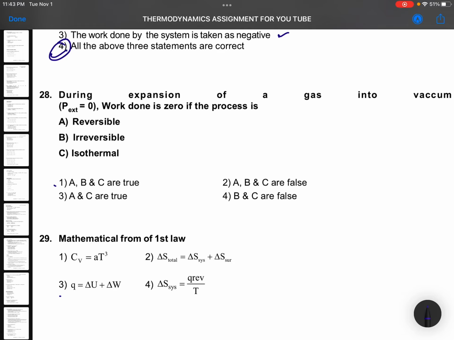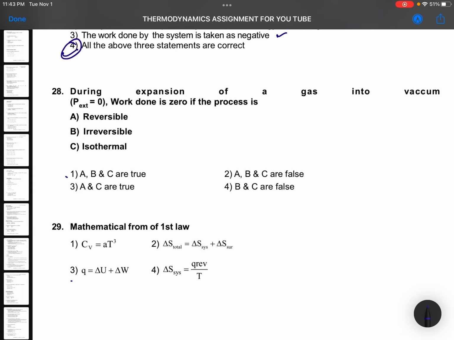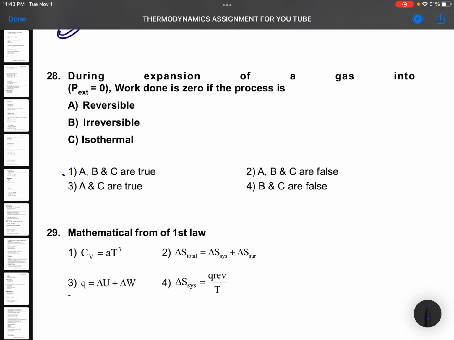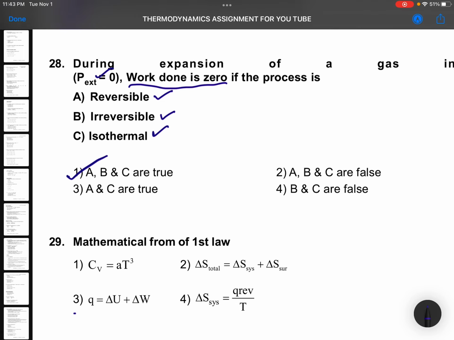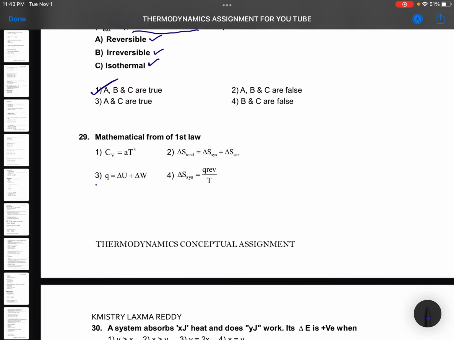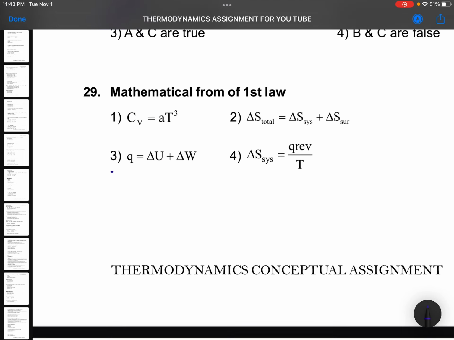During expansion of a gas into vacuum, P external is 0. Vacuum means P external is 0. Work done is 0, right? Work done is 0 in any process: reversible process, irreversible process, isothermal process, any process, because external pressure is 0. When external pressure is 0, work done is 0 in all processes.